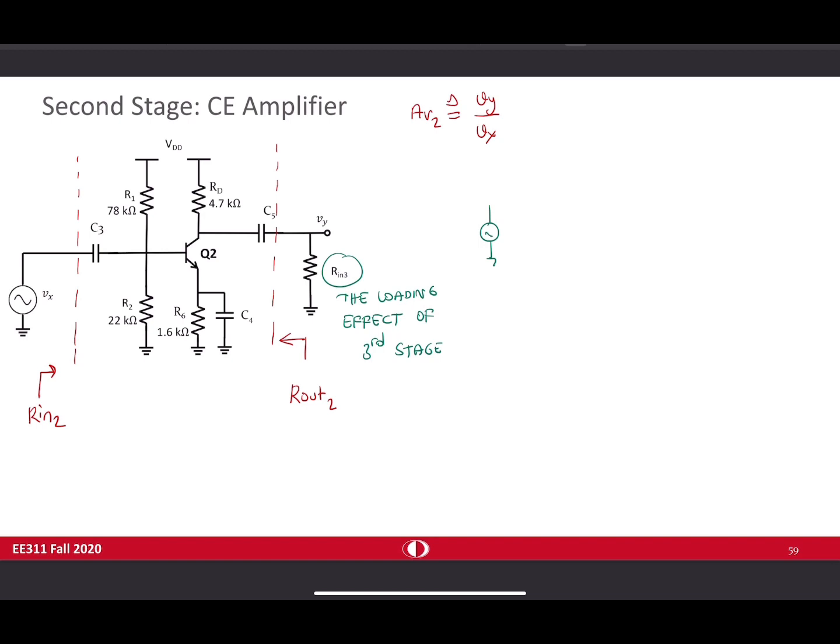So the small signal model is this: Vx, R1 in parallel with R2. We hit the base right now. R pi 2. Emitter is grounded.